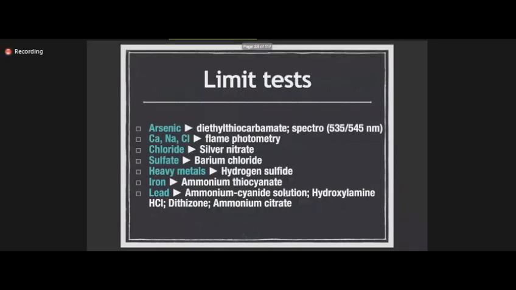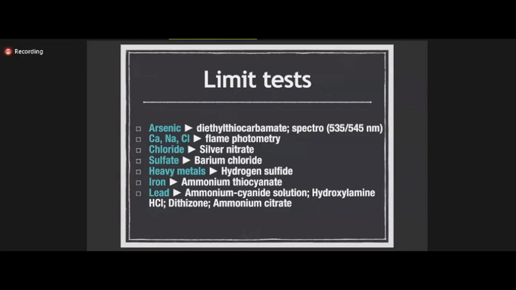Okay, so for chemical impurities, these are some of the limit tests. For arsenic, we can use diethyl thiocarbamate, we can use spectro. Then we have calcium and sodium chloride, using flame photometry, and so on and so forth.